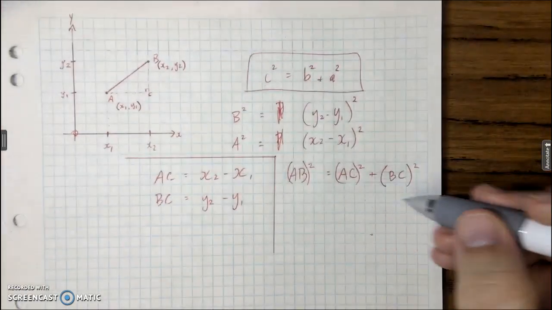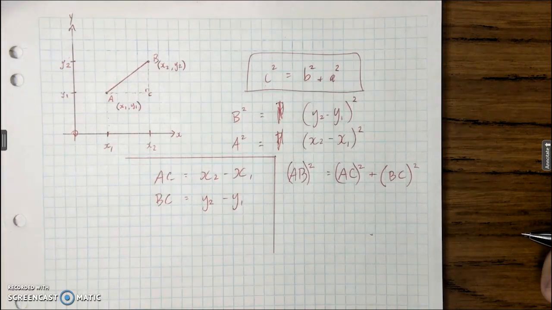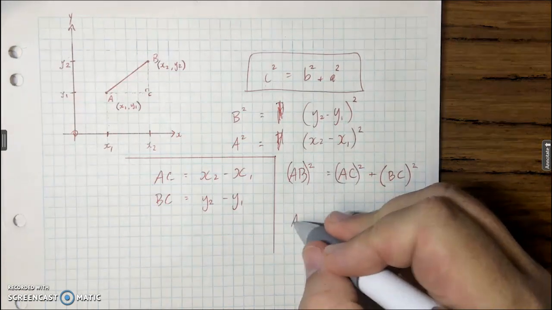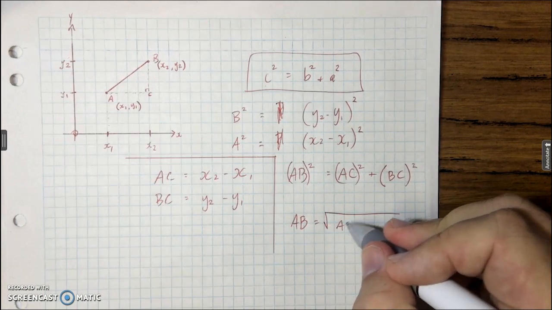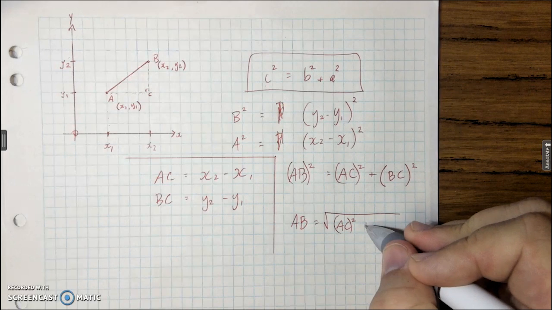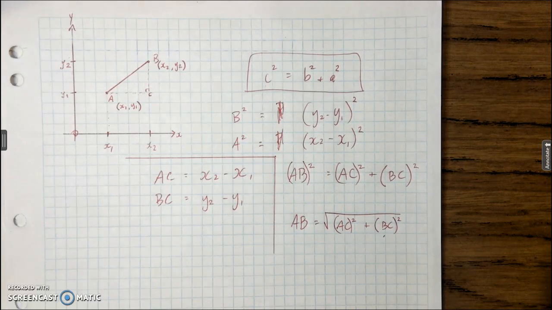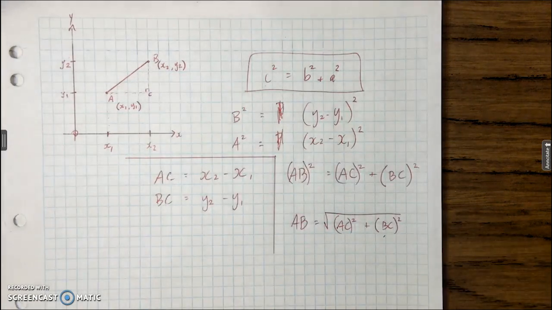So that side and that side, if we square them, that will equal the distance of that hypotenuse squared. So if we rearrange things, we will be able to get rid of the squared on this side and say that the line AB is actually equal to the square root of AC squared plus BC squared. And that's a way that you can actually use Pythagoras to find the distance between 2 points on a linear graph, which is pretty handy. That's all.